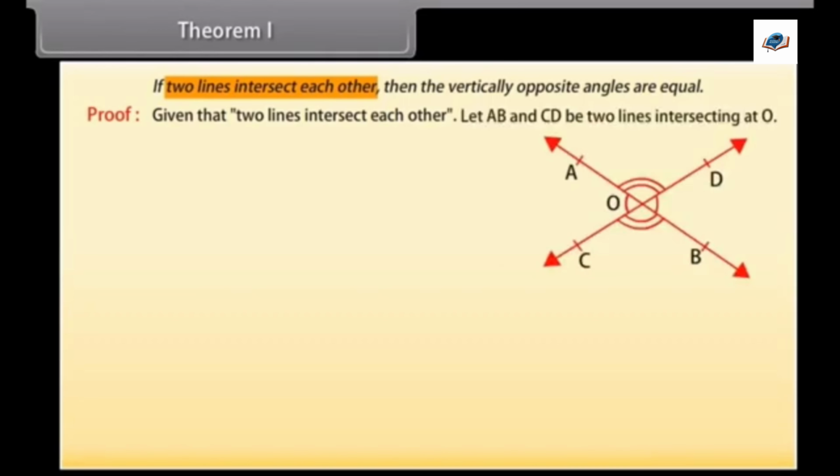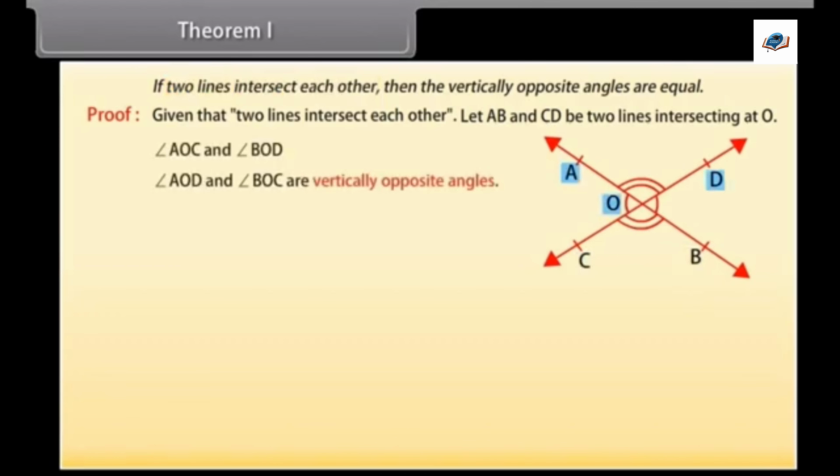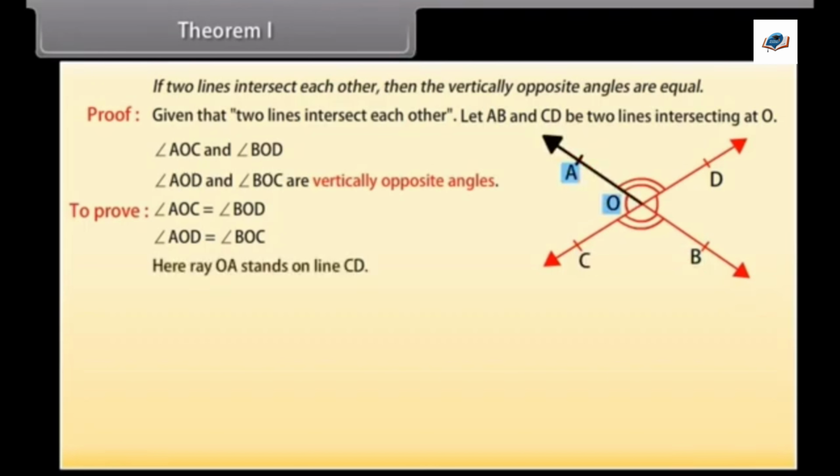So, let AB and CD be two lines intersecting at O. They lead to two pairs of vertically opposite angles, namely angle AOC and angle BOD, angle AOD and angle BOC. We need to prove that angle AOC is equal to angle BOD and angle AOD is equal to angle BOC. Now, ray OA stands on line CD. Therefore, angle AOC plus angle AOD is 180 degrees, by the linear pair axiom. Mark it as 1.